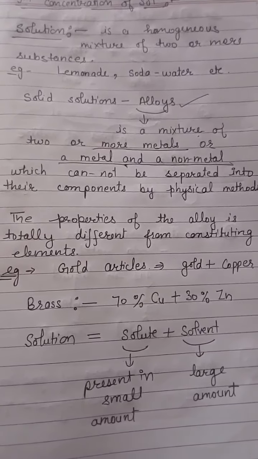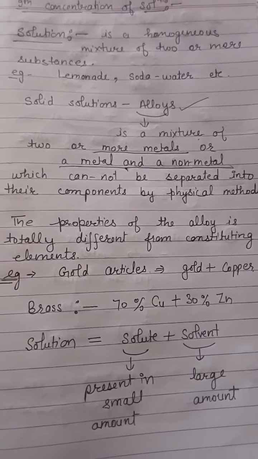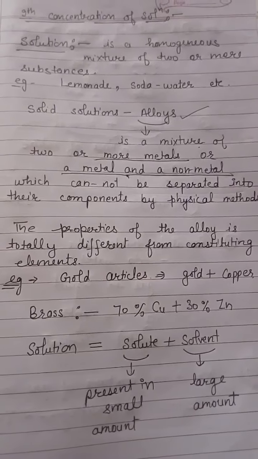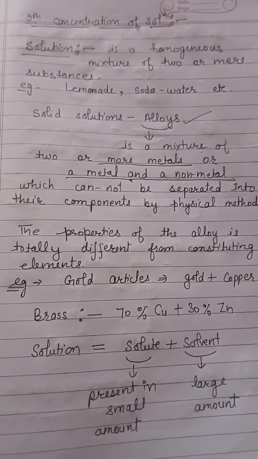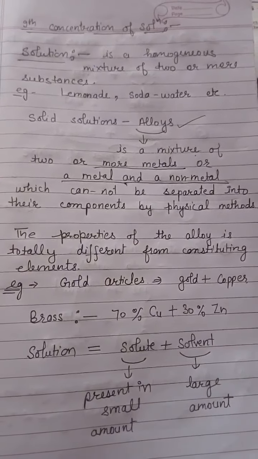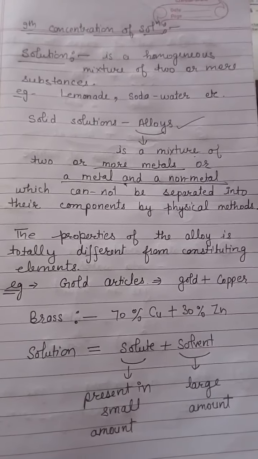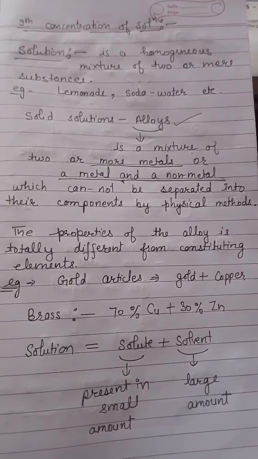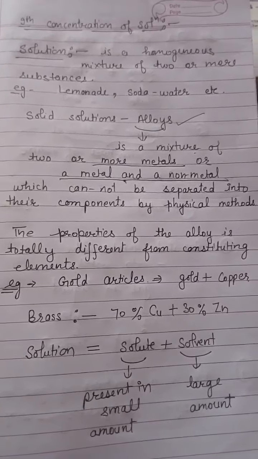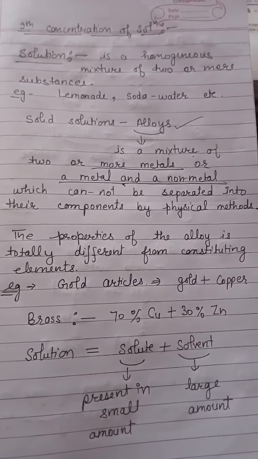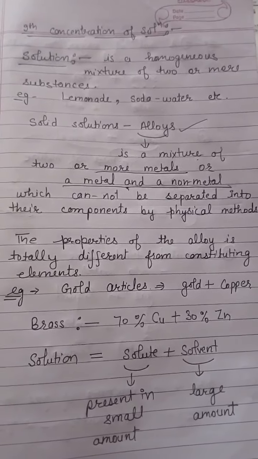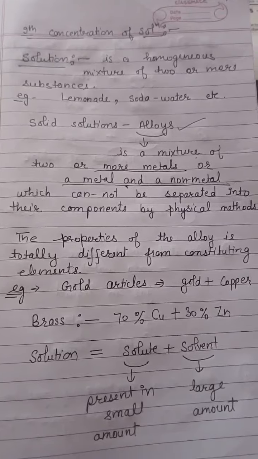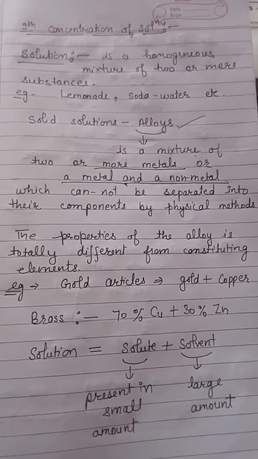An example of an alloy: generally, we can't make jewelry of pure gold. So we mix some impurities in the form of either copper or silver into gold to make it harder, so that we can make jewelry. So that is an alloy.